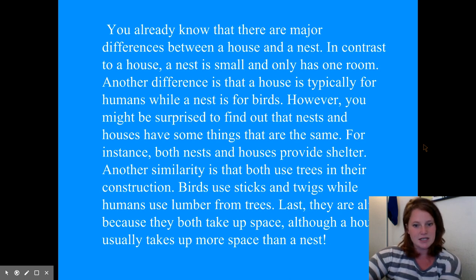Another similarity is that both use trees in their construction. Birds use sticks and twigs while humans use lumber from trees. Last, they are alike because they both take up space, although a house usually takes up more space than a nest.